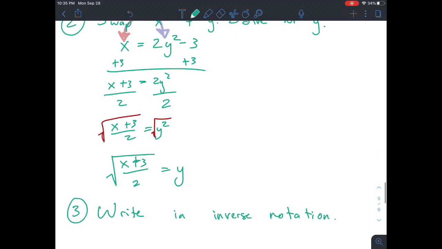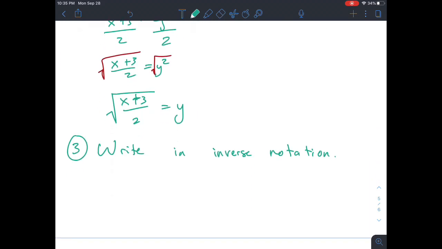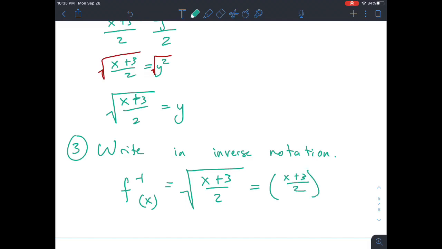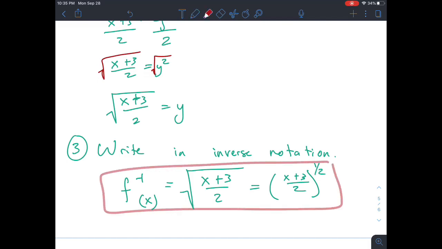I'm not finished yet until I write it in inverse notation. So the inverse notation is with the little minus 1: f minus 1 of x is the square root of x plus 3 over 2. If you want to write it with exponent notation, we have x plus 3 over 2 raised to the 1/2. There's your answer. Put a box on it.